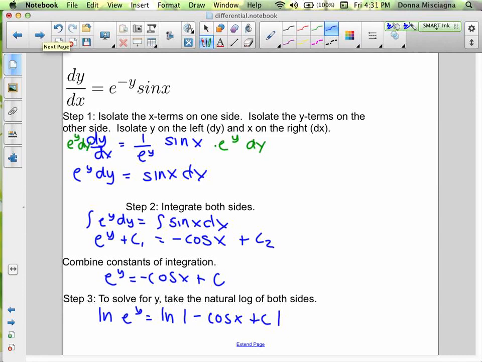So natural log and e cancel. I have y equals natural log, absolute value of negative cosine x plus c. I don't know if I continued this on the next page, but I managed to squeeze it in right there. All right, so we've got y isolated. And that's our differential equation.